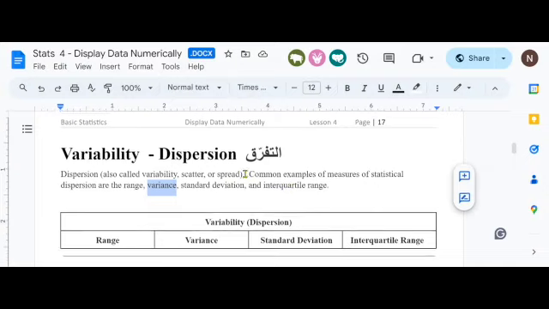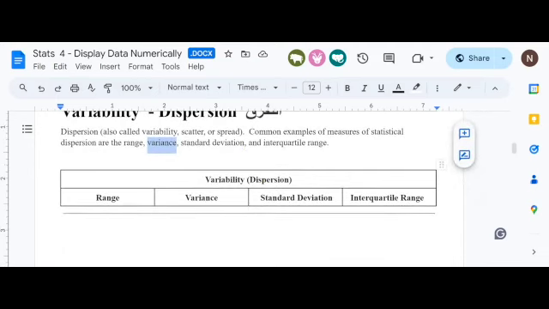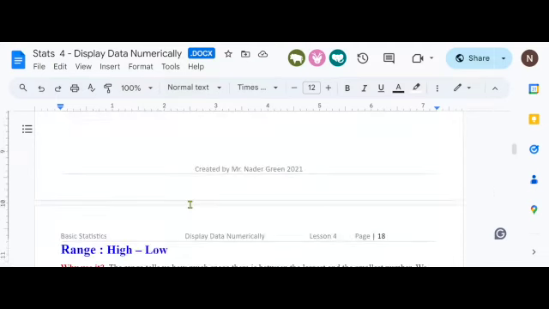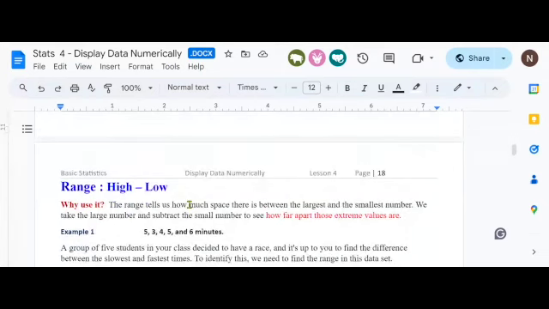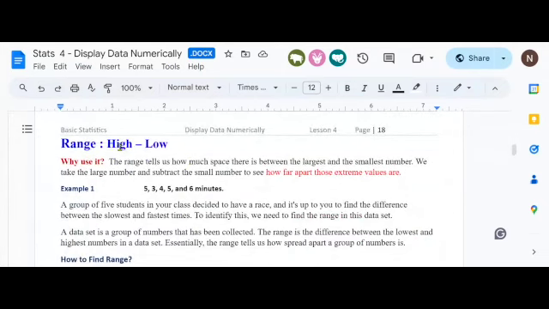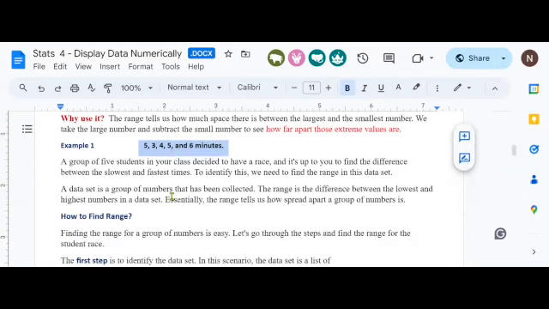Is this clear? I wrote it down here in a table. If we take a look at the range, how can I get the range? High minus low. For example, I have here 5, 3, 4, 5, 6. This is an example, it's minutes. So if I want to get the range, what should I do? 6 minus 3, and that gives you the range. The spread of data here is going to be 3 minutes.